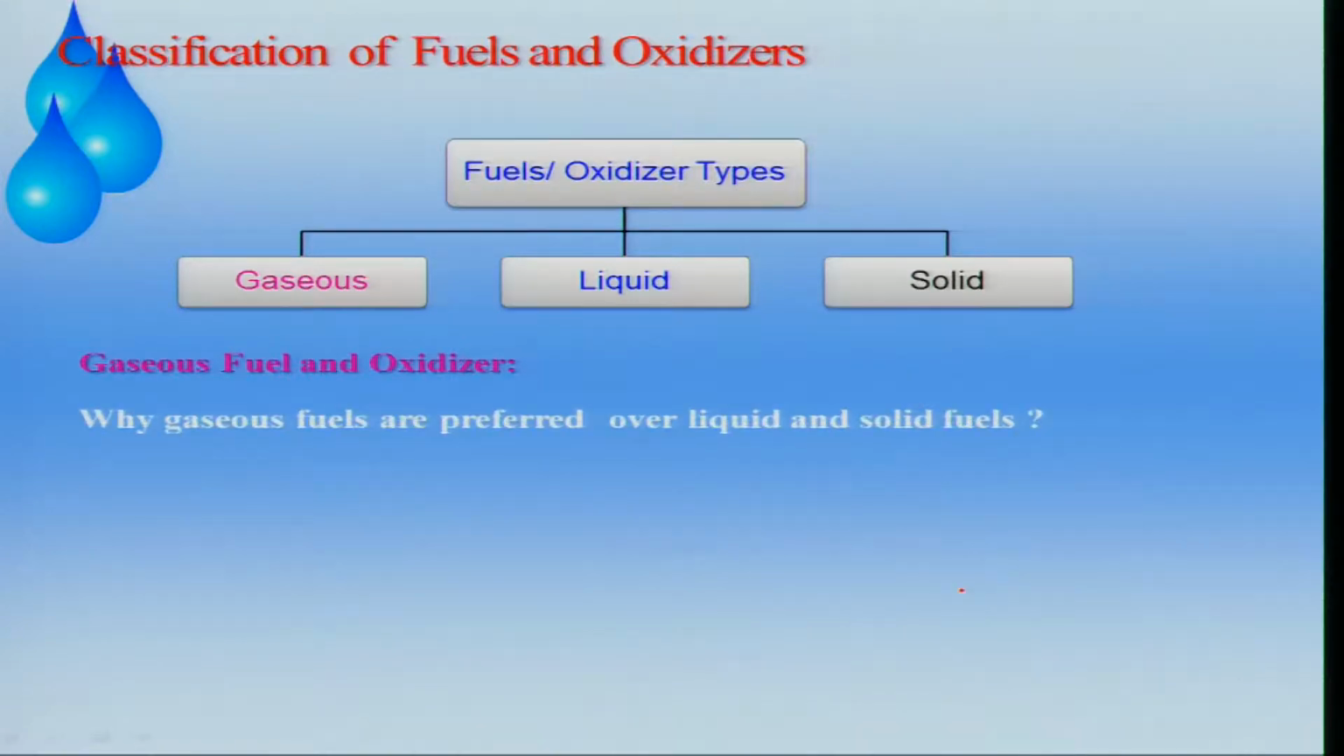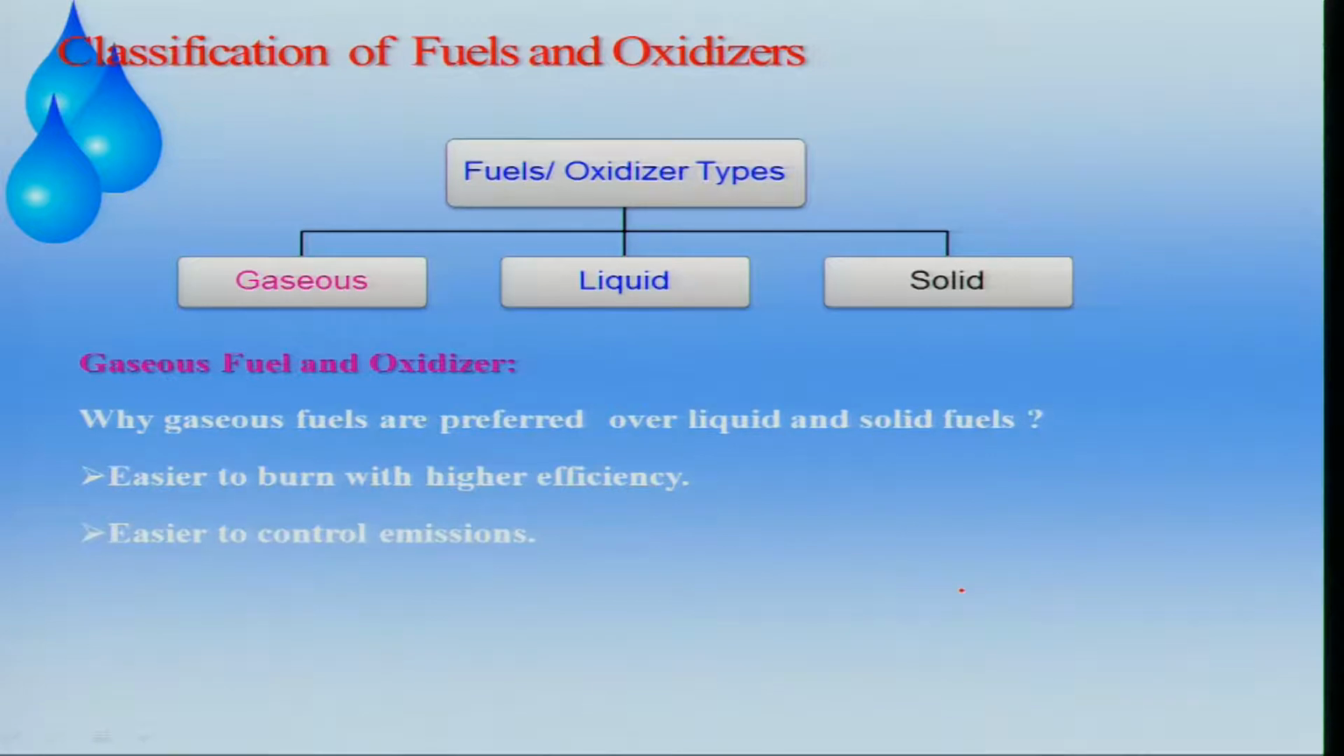So, gaseous fuels, as I told you, are preferred over liquid and solid fuels because they are easier to burn with higher efficiency. But do you agree with this point? Why not the liquid fuel and the solid fuel? That question must be bothering you as we go along. It is also easier to control the emission, which is a greater concern at this moment than it was maybe 100 years back.